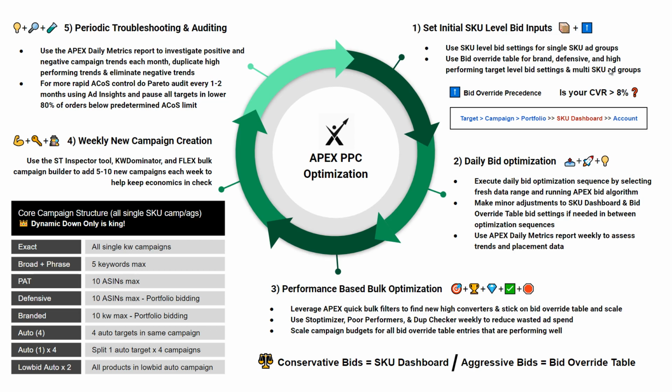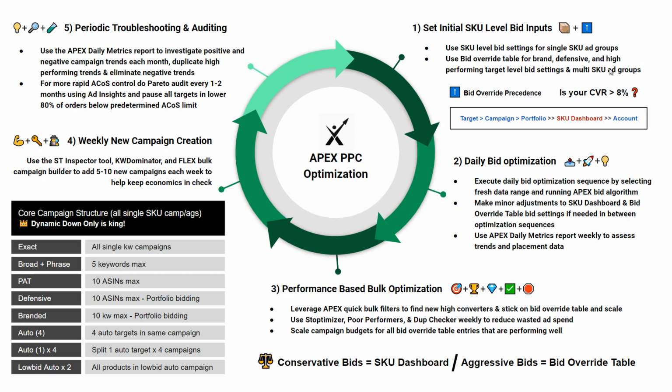We do recommend adding 5 to 10. We've seen that's the perfect balance between scaling up and keeping your economics in check. So 5 to 10 new campaigns each week. That can be across any of the SKUs, but you do try to keep things balanced based on how much room you have in your margins. You can see the table there. That's really the core campaign structure that we've found works really well.